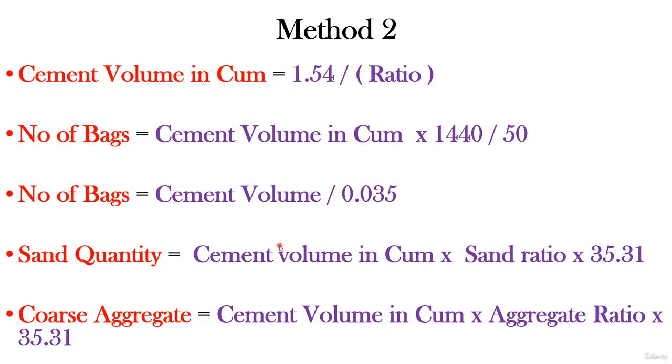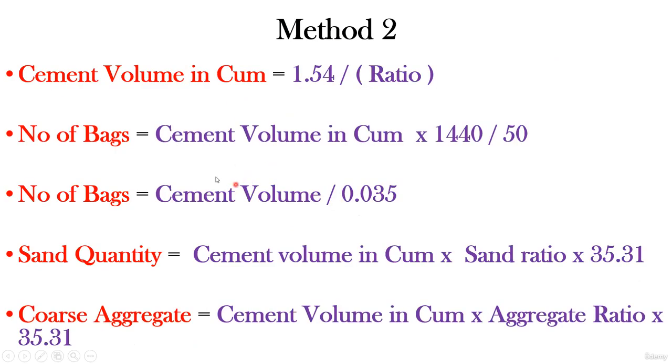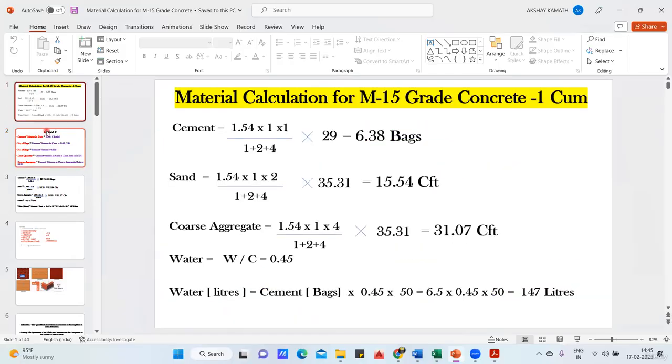Got it? So very similar. Between the first and second method, there are no changes. The only thing is, here we directly take the cement and multiply it by 29 or 35.31. But here, we have kept the cement volume in cubic meter, and if we have this answer, the calculation for the sand and aggregate will be easy. Got it, right? Now, with the help of the first problem, we'll prepare our Excel sheet. Now, the big question is why I have taken 1.54.